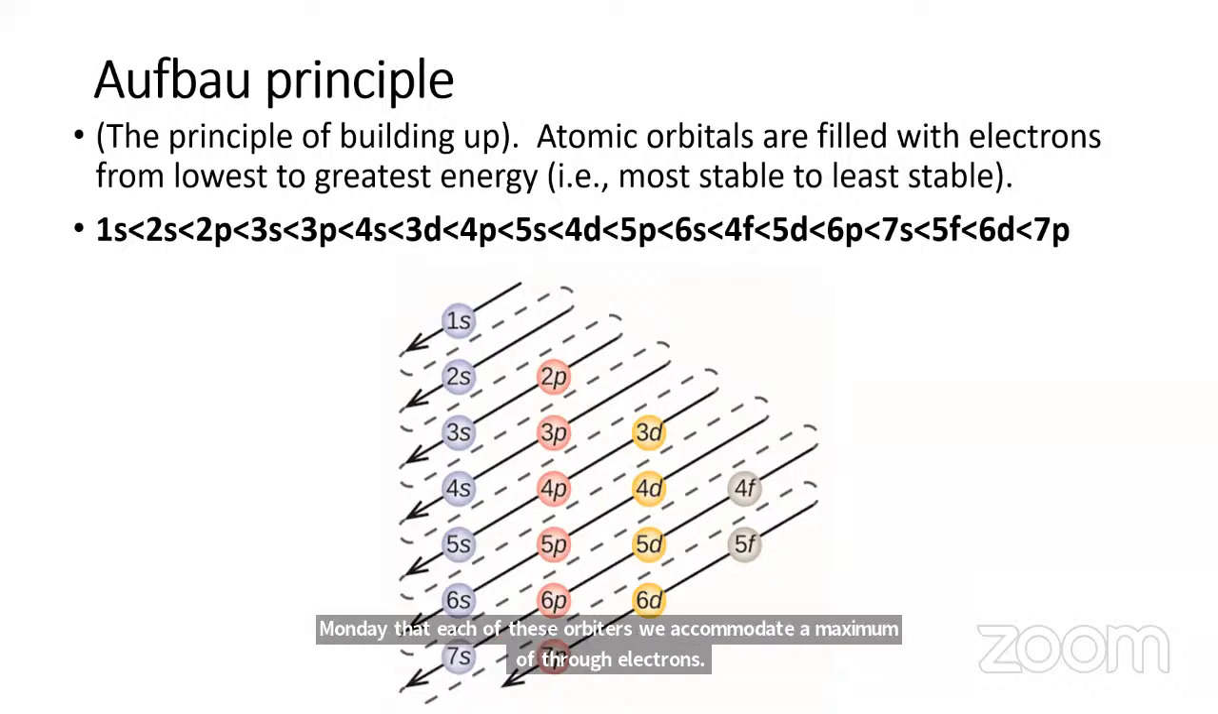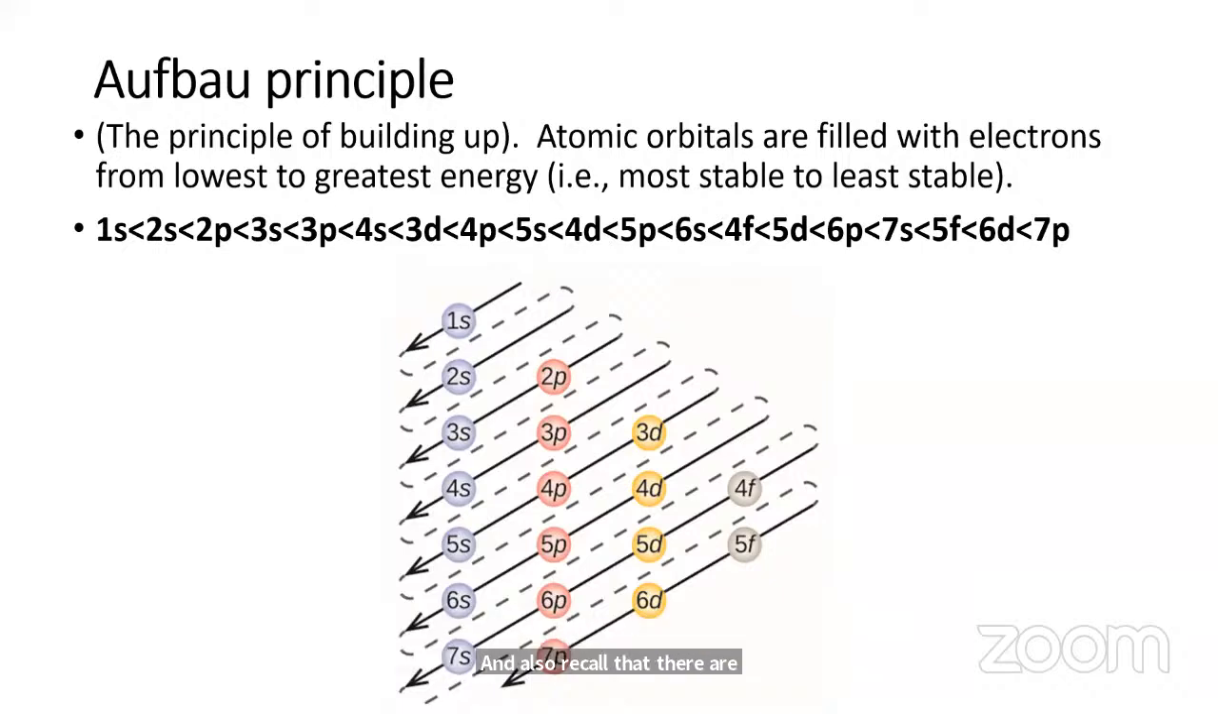And also recall that there are some orbitals that have degenerate orbitals. For example, the p orbital has 3 degenerate orbitals, the d orbital has 5, the f orbital has 7, and so on and so forth. So each of these orbitals will accommodate a maximum of 2 electrons before you move to the next higher energy orbital.